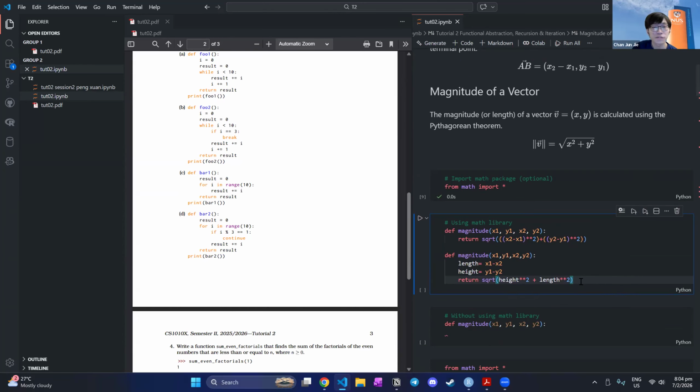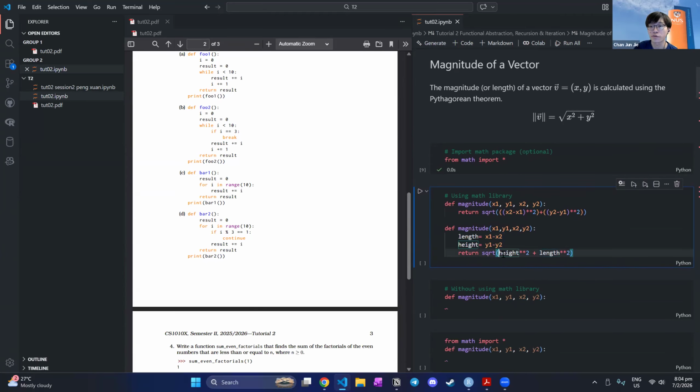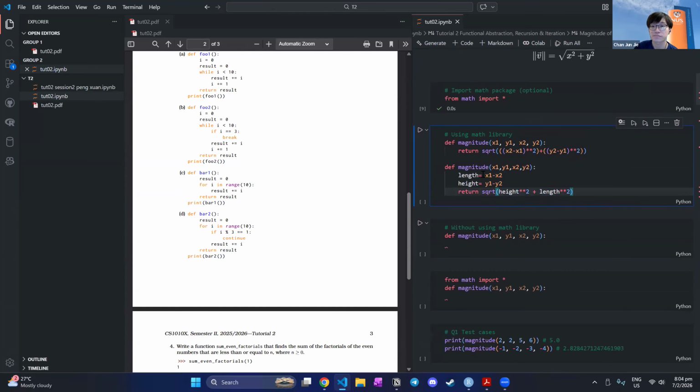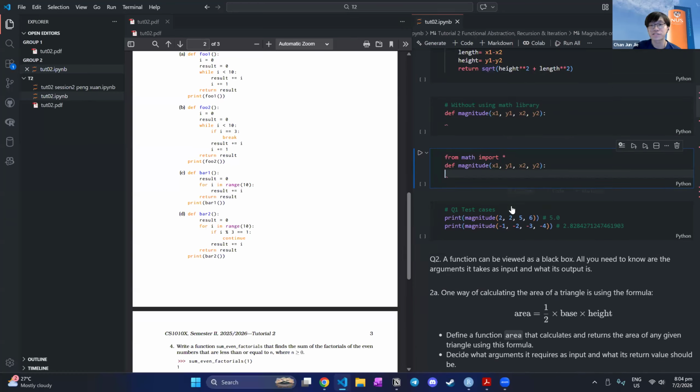Right, thanks. So everybody basically did it the same way. You applied the two formulas one way or another, and you return the square root of the powers of the height and the length to return the magnitude of the vector. All right, let's see if anybody did not use the math library. Right, I see some ways. Basically, you'll just apply the power of half. So that's the same way. You don't actually have to import the square root function. All right, everybody basically did it the same way.